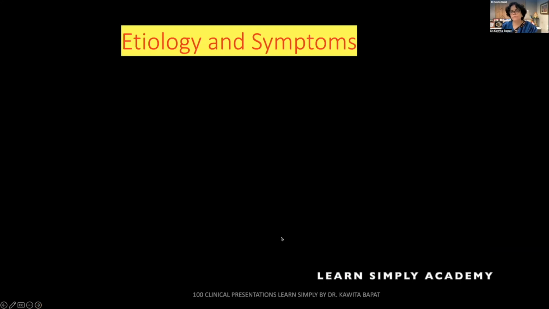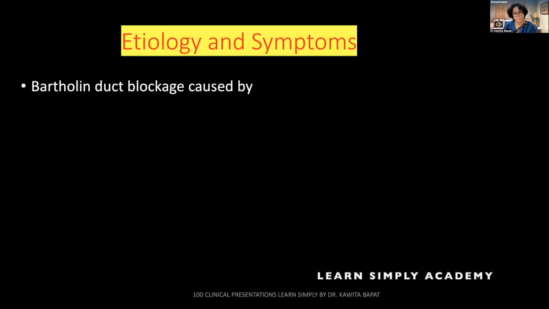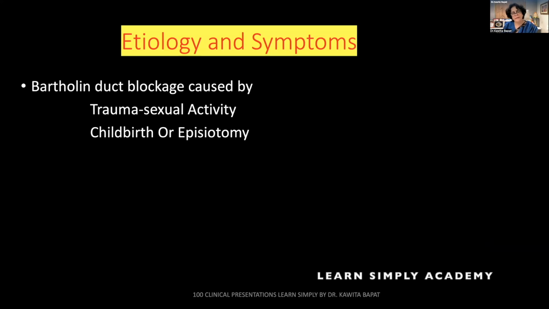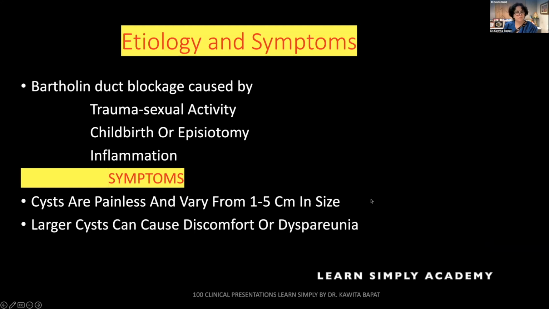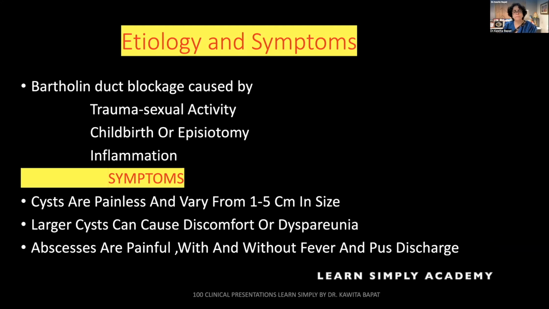So etiology and symptoms: when we see patients with Bartholin cyst, it's basically the Bartholin duct that blocks. It can be caused by trauma, sexual activity, sometimes childbirth or a big episiotomy that stitches the Bartholin duct. Then inflammation is there. Cysts are sometimes painless and vary from 1 to 5 centimeter in size. Though we know the Bartholin gland is only 0.5 centimeter, we can see a cyst up to 5 centimeter. Larger cysts can cause discomfort and dyspareunia, and sometimes these cysts end up as abscesses, which are painful, with or without fever or pus discharge.